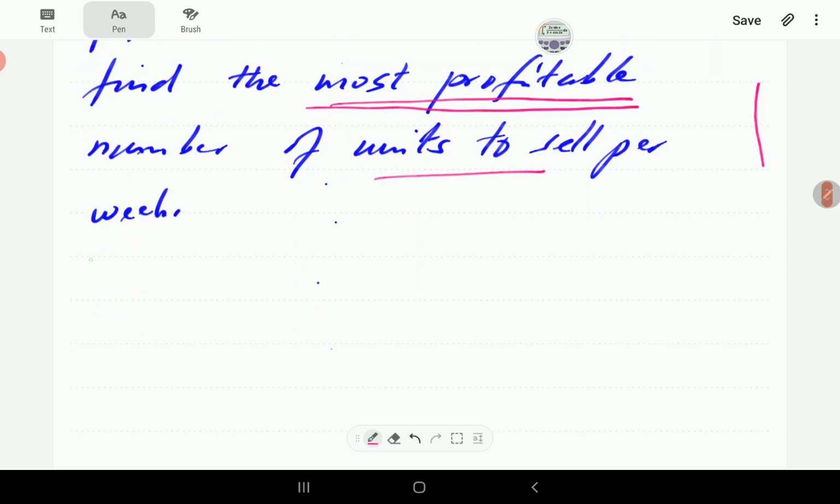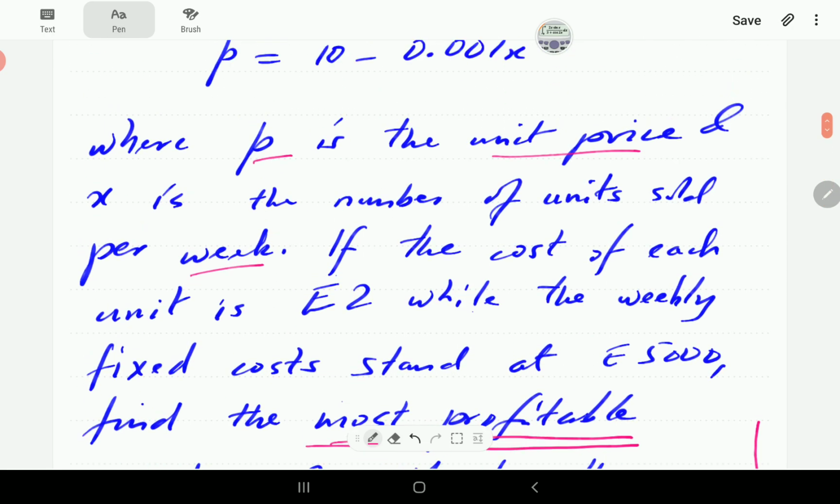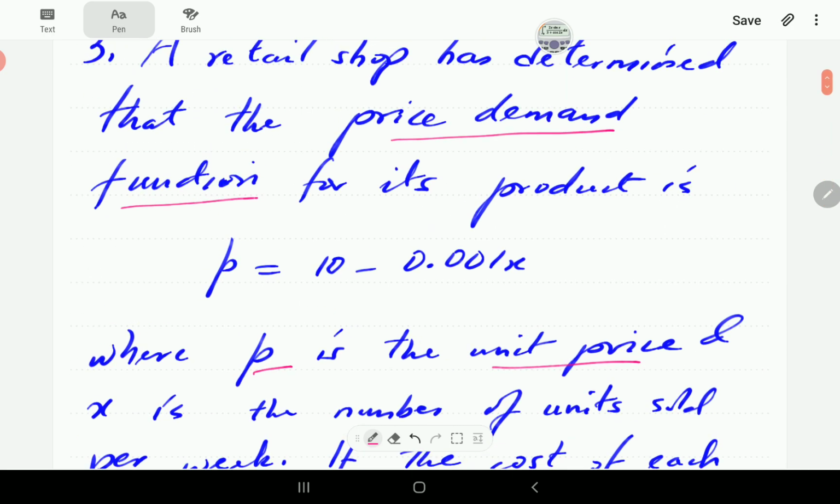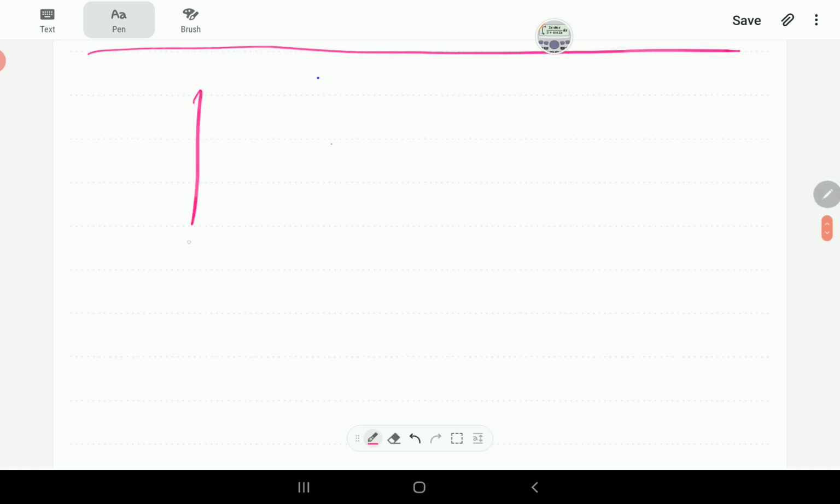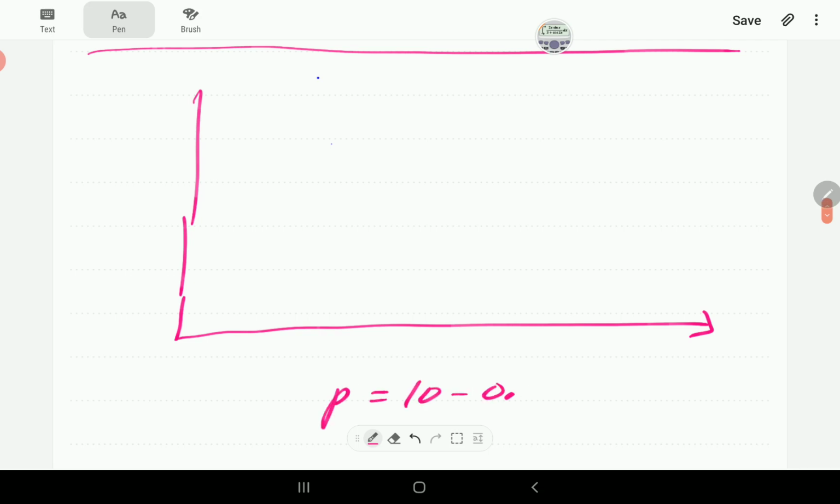So let's talk about the price demand function for a moment. I've already mentioned it gives a connection between the price you set and the demand you are likely to get. So this one, P equals 10 minus 0.001x. This is a straight line demand curve. It's going to be down sloping. So the curve is going to look something like this.